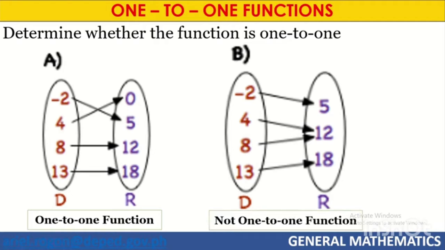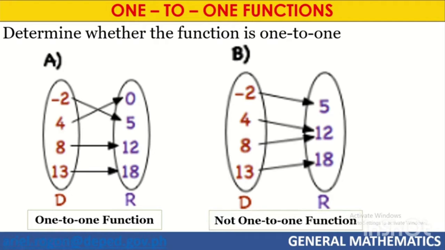So since the domain and range, sa domain, isa lang yung number na connected sa kanya, which is -2, 4, 8, and 13. So kahit bali-baliktad yan sila, basta iisa lang yung connected na function sa domain and range. So letter A is a one-to-one function.